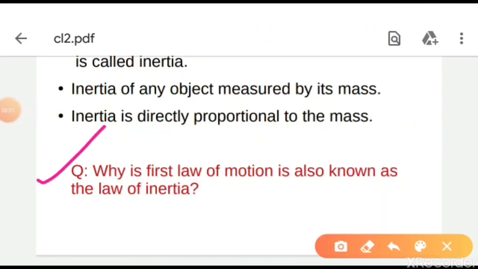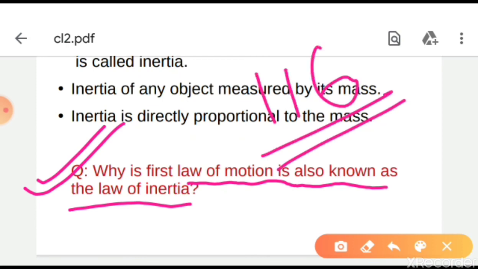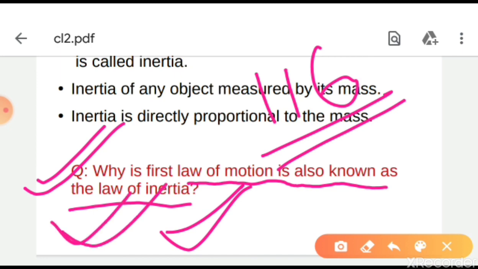See, I have given you one question: Why is the first law of motion also known as the law of inertia? The answer to this question is at page number 116. Try to find it out and write it. Okay, so this question is your homework.